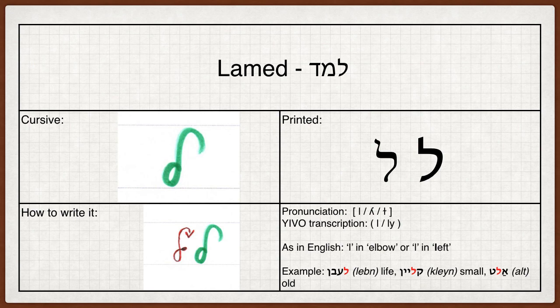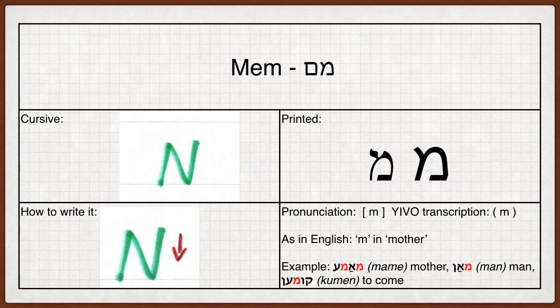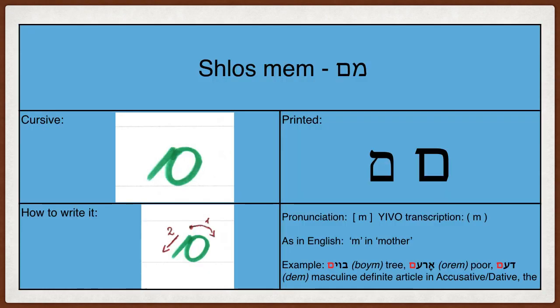Leben, meaning life. Klein, meaning small. Alt, meaning old. And the next letter is the mem. Pronunciation is m, just like in the English word mother. A few examples. Mame, mother. Man, man. Kommen, to come.